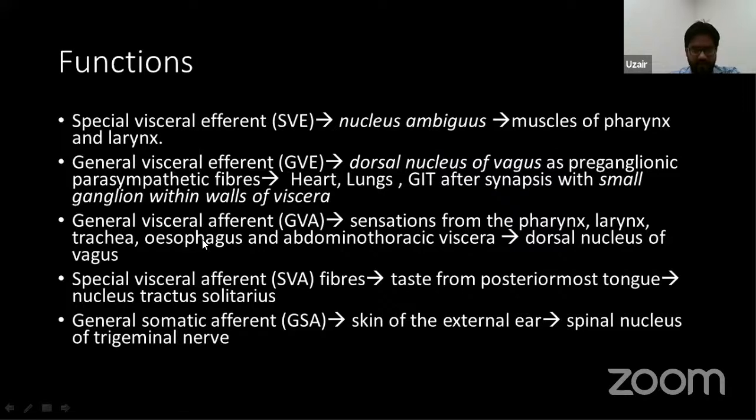Then we have general visceral afferent, the sensation from the pharynx, larynx, trachea, esophagus, and the abdominothoracic viscera to the dorsal nucleus of the vagus. Then we have special visceral afferent fibers that carry special sensations like taste from the posterior-most tongue to the nucleus of the tractus solitarius. Then we have general somatic afferent that carries the normal skin sensation of the small part of the external ear to the spinal nucleus of the trigeminal nerve.